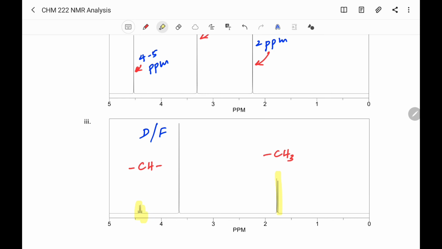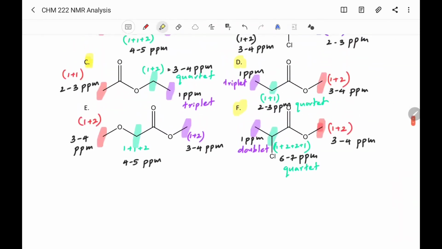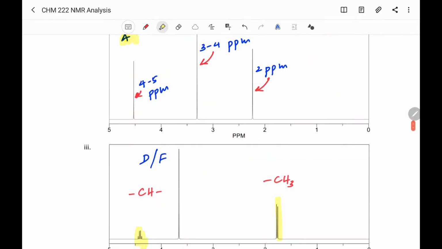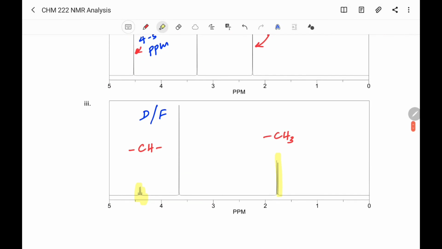So there was only one such structure. You don't even have to look at the other things, because only one structure gave a doublet and a quartet, which is F. So this structure, we can easily figure out by the splitting pattern. This one is a quartet and that is a doublet, and only one structure gave a doublet and a quartet, which is F. All right, so that's how you do it.